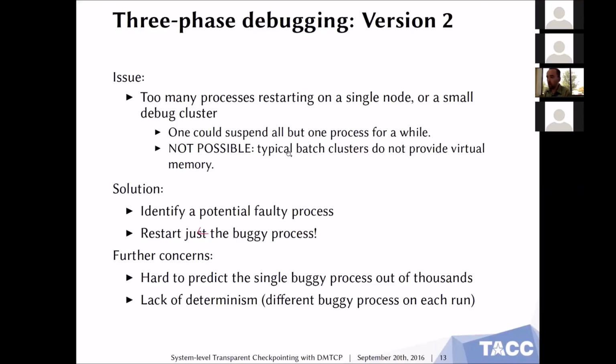But there is another way, version 2, when you have too many processes that restart on a single node or a small debug cluster. You can suspend all but one process for a while, and it's not necessarily possible. So the solution is to identify a potential faulty process and restart just the buggy process. With the MTCP, if you have multiple MPI jobs or multiple processes, you have the possibility to restart just one process, which is very, very nice. Of course, it's hard to predict the single buggy process out of 1,000, and there is a lack of determinism, but it's a solution that you can do.